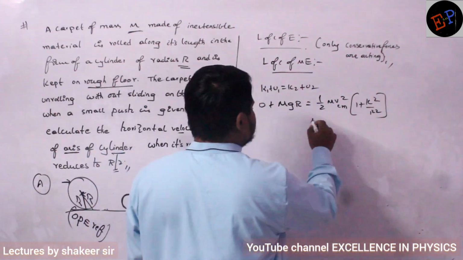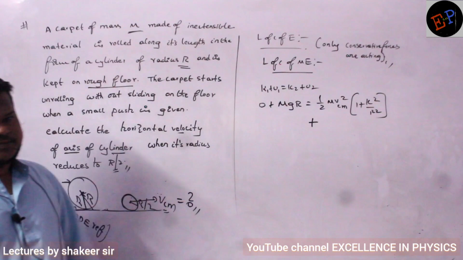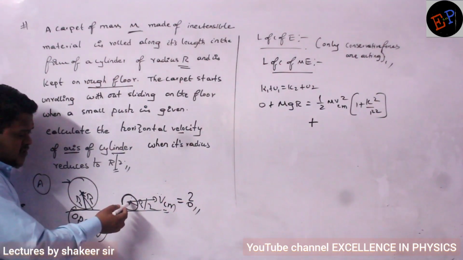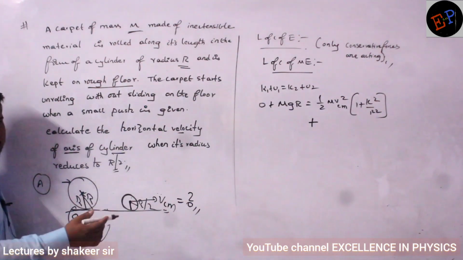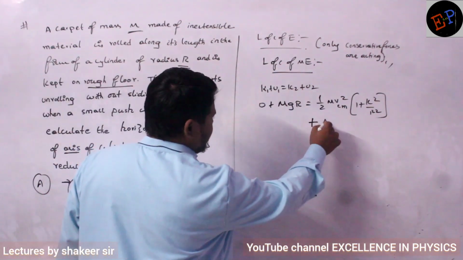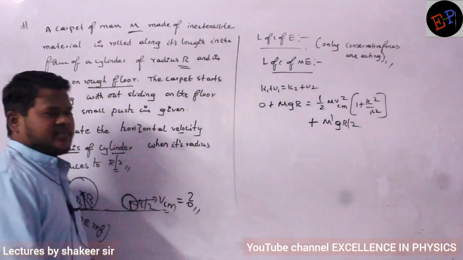And the final potential energy, U2. Where is the potential energy now? Now the mass is present at a distance of only r by 2, no? So m g r by 2. mgh, no? h means r by 2 here. But the problem is I have to write m dash into g into r by 2. Why have I written m dash?